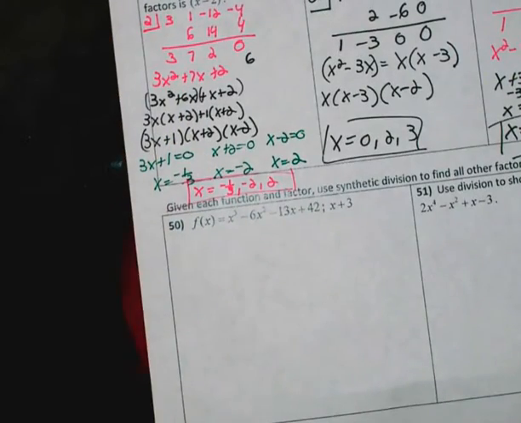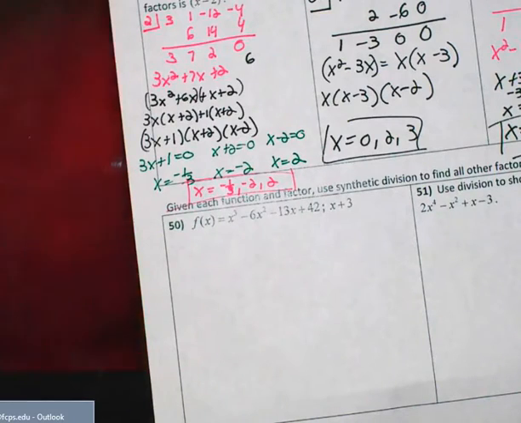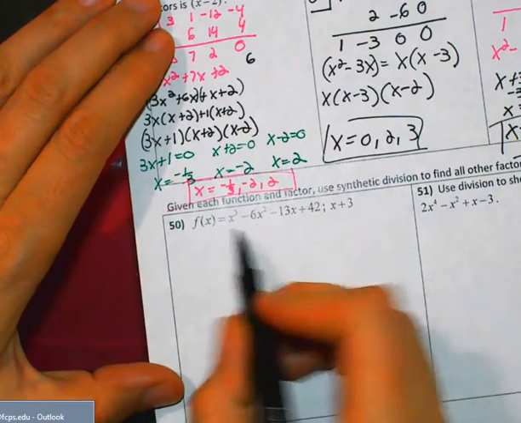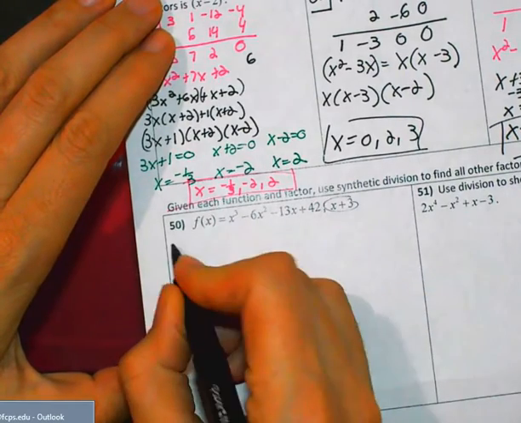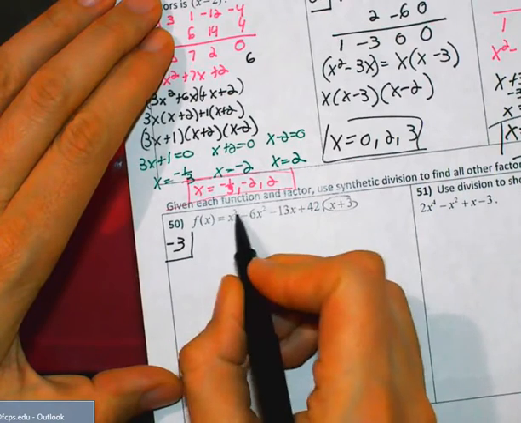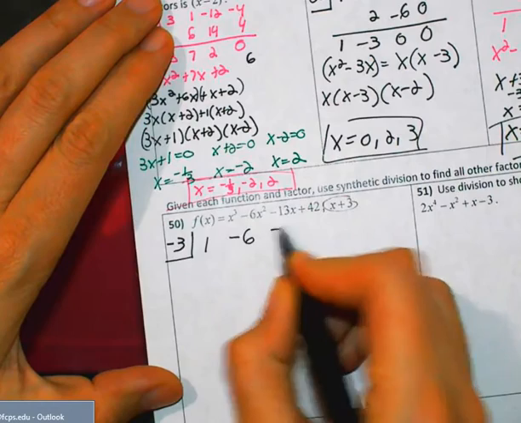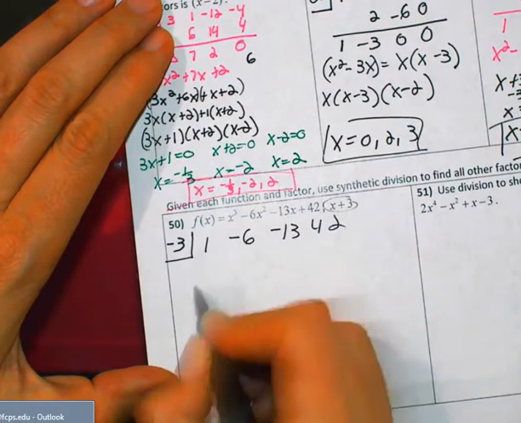All right, last two. Given each function and factor, use synthetic division to find all other factors. So they give us a factor. We'll write that on the outside. Remember, do the opposite sign. I have 3, then 1, negative 6, negative 13, 42.